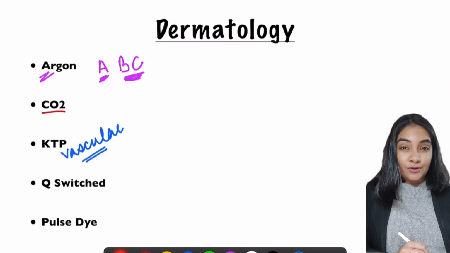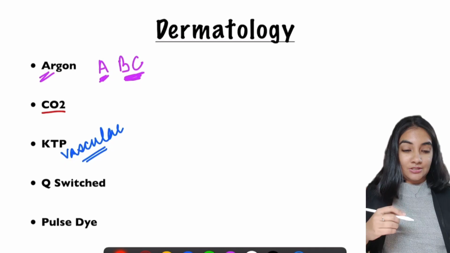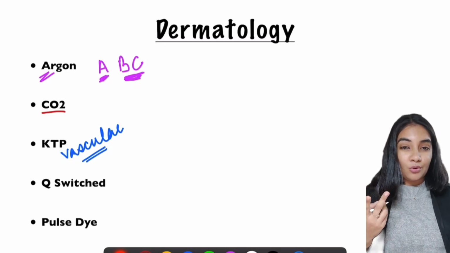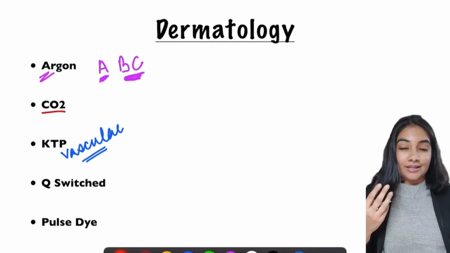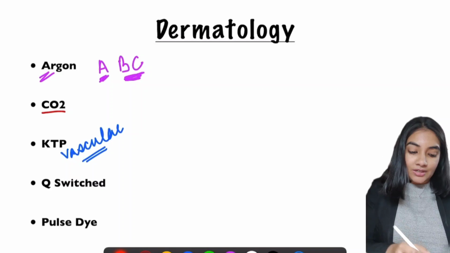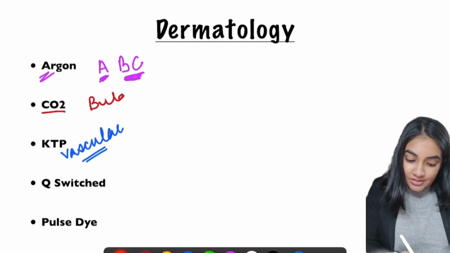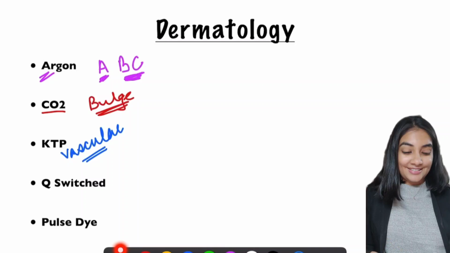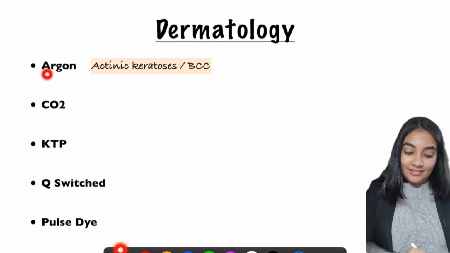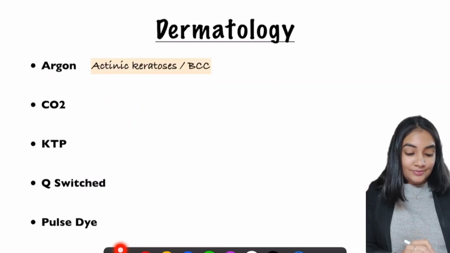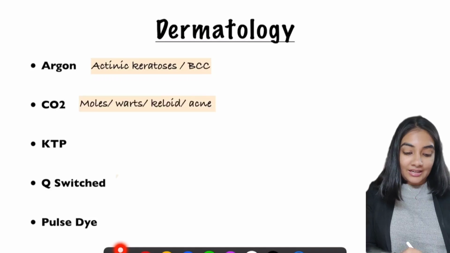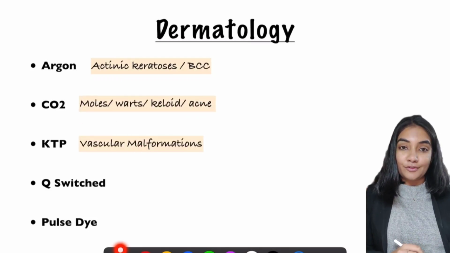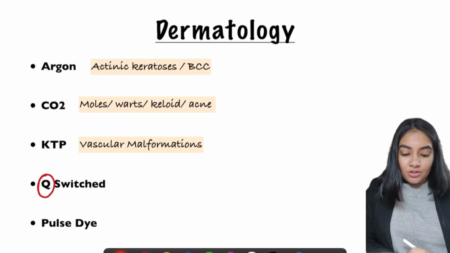CO2 is used for any skin bulges. So either we have warts, moles, we have acne, keloid, anything of that sort, any bulge per se, we use CO2. So let's see these three. Argon, A, B, C, CO2, any kind of bulges, KTP, vascular malformations, Q-switched.